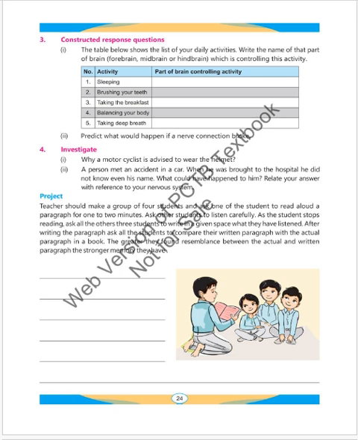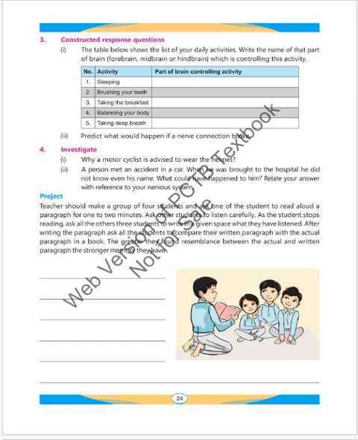Predict what would happen if a nerve connection broke. Investigate why a motorcyclist is advised to wear a helmet. A person met an accident in a car. When he was brought to the hospital, he did not know even his name. What could have happened to him? Relate your answer with reference to your nervous system.